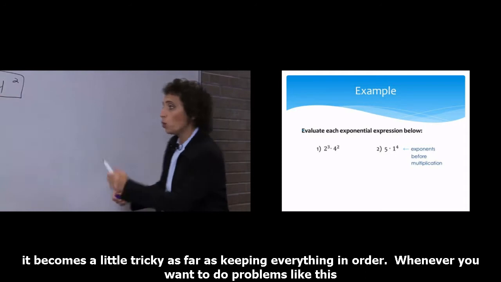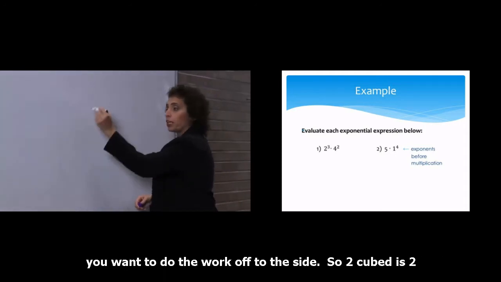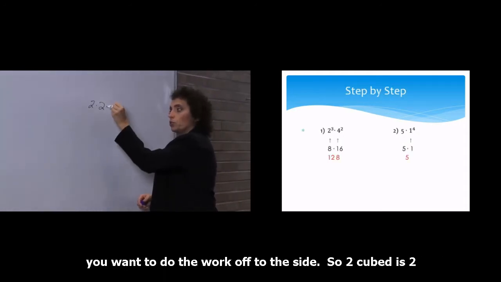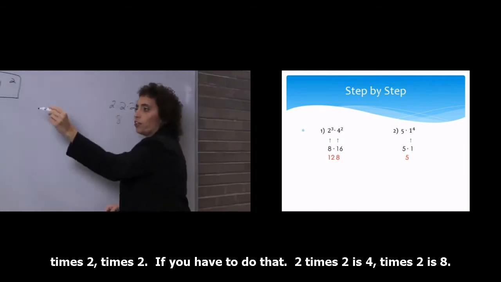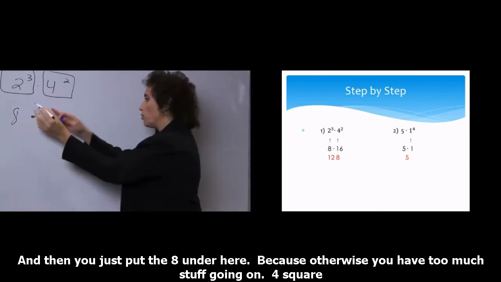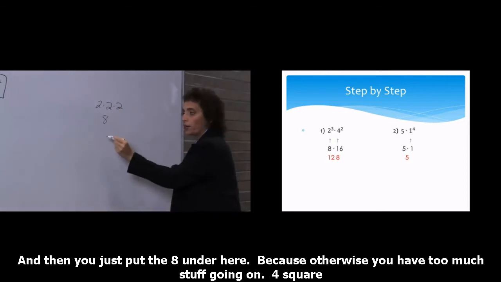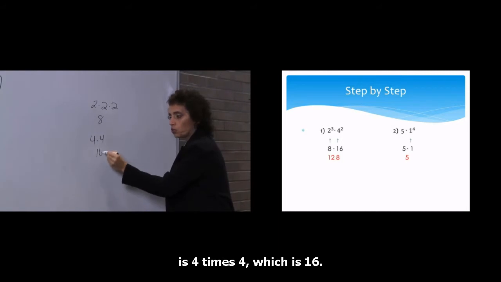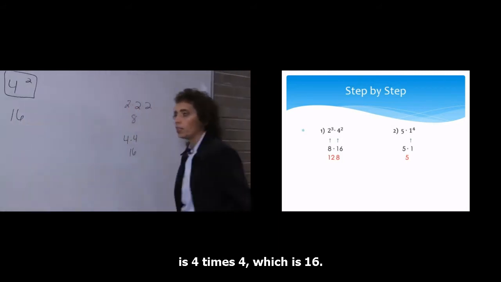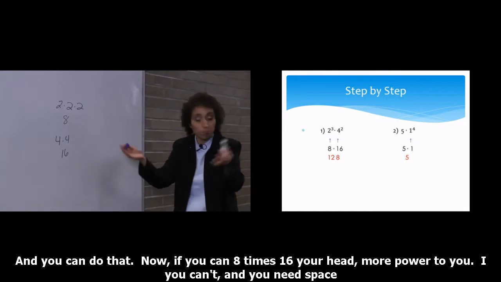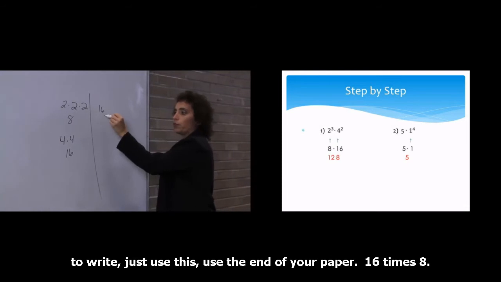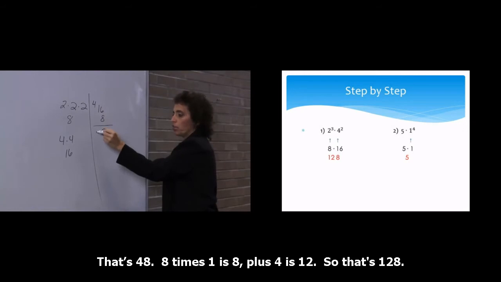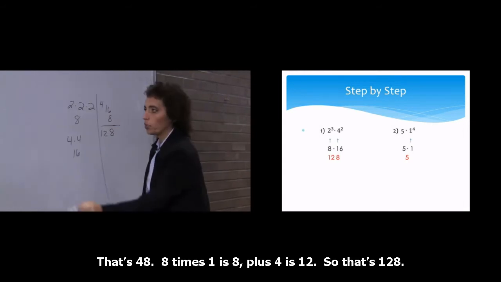Now, here's where it becomes a little tricky as far as keeping everything in order. Whenever you want to do problems like this, you want to do the work off to the side. You don't want to do it underneath. So 2 cubed is 2 times 2 times 2. 2 times 2 is 4 times 2 is 8. And then you just put the 8 under here, because otherwise you have too much stuff going on. 4 squared is 4 times 4, which is 16. Now, if you can do 8 times 16 in your head, more power to you. If you can't and you need space to write, just use the end of your paper. 16 times 8: 8 times 6 is 48, 8 times 1 is 8, plus 4 is 12, so that's 128.